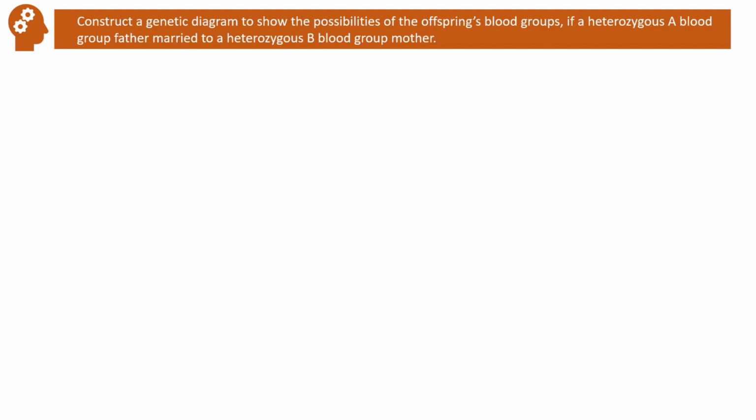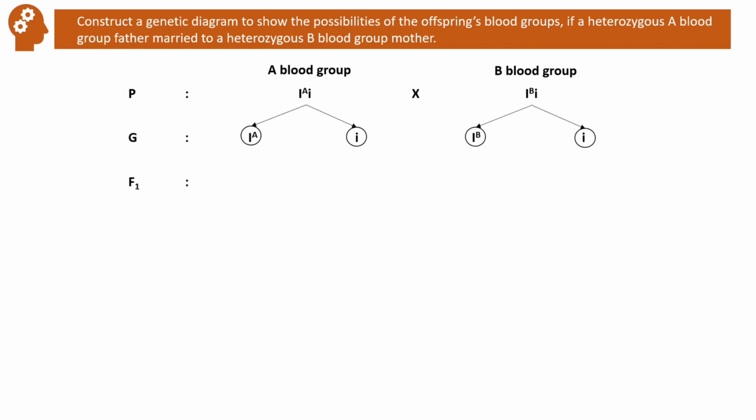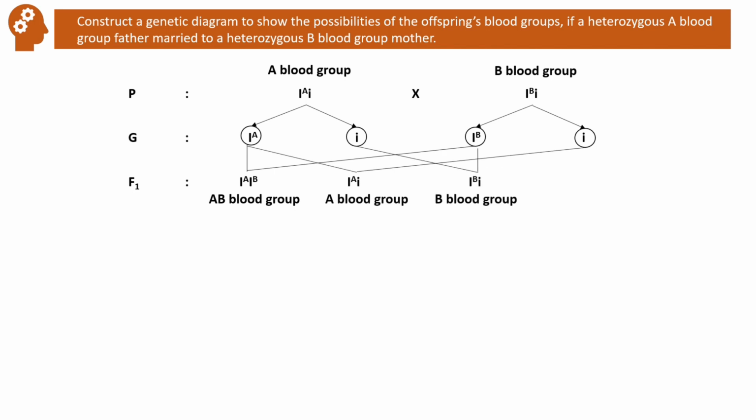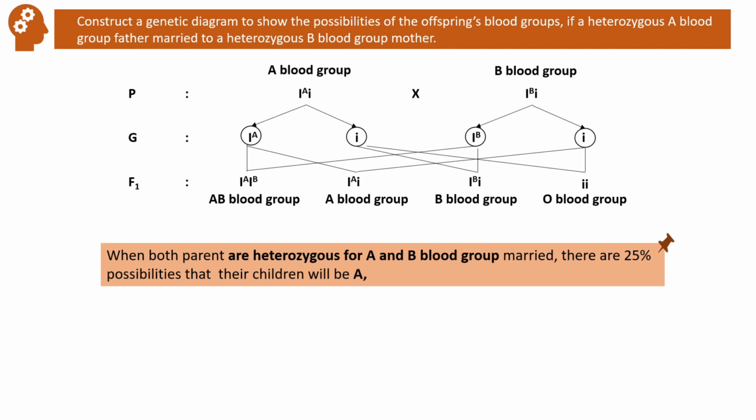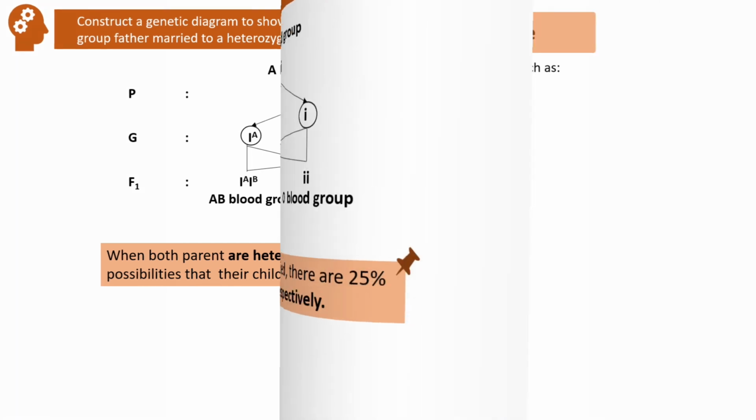A parent of heterozygous A blood group is crossed with a heterozygous B blood group, producing 4 types of F1, which are AB blood group, A blood group, B blood group, and O blood group. The F1 produced shows the possibilities of their offspring in every pregnancy. Therefore, when both parents are heterozygous for A and B blood group, there is a 25% possibility that their children will be A, B, AB, or O blood group respectively.